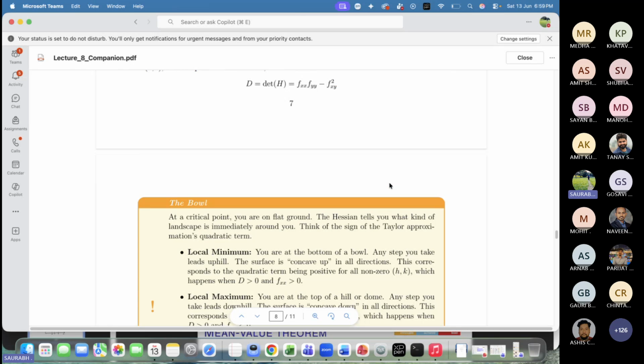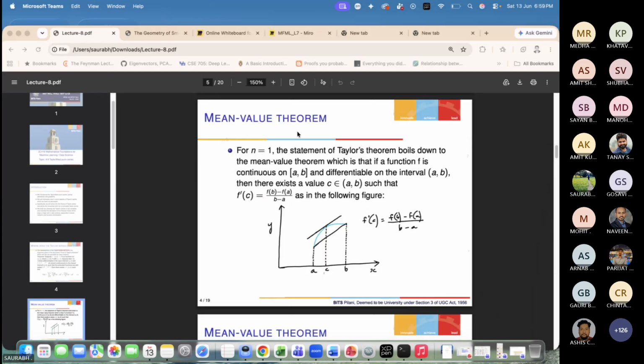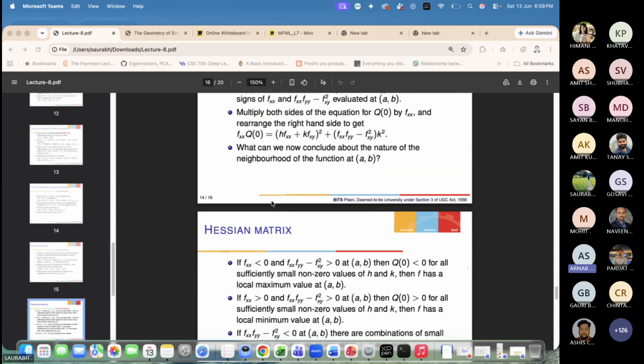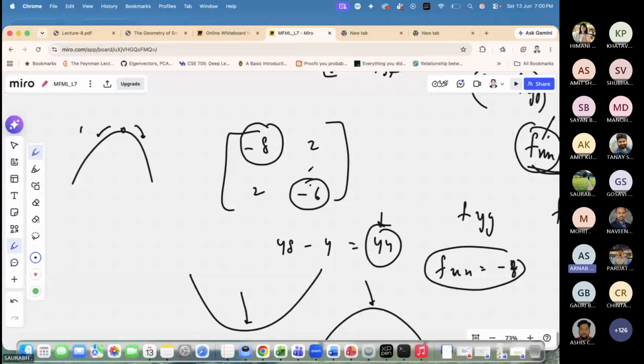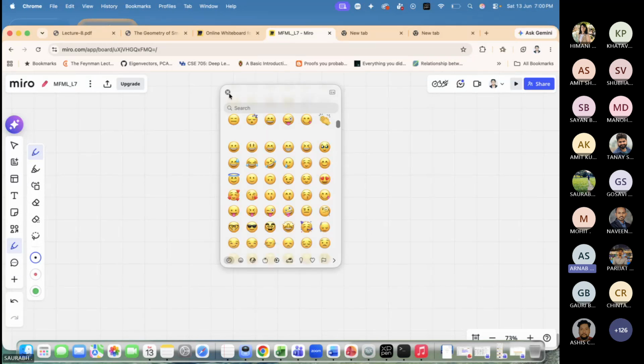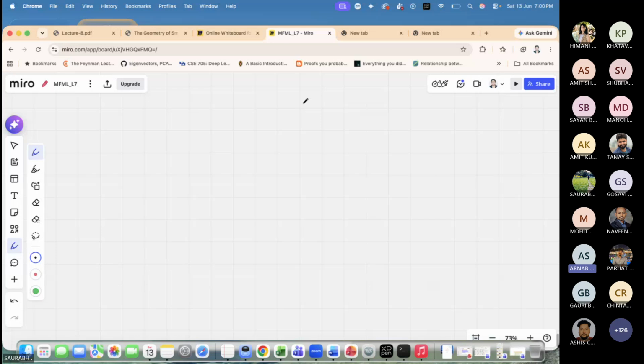Sir, can you please share the HTML also after the session? Yeah, I'm going to upload it. Sir, last week you were telling us some derivatives of some common functions like d/dx of sin x, d/dx of cos x, tan x. So it would be good if you can give us this type of common derivatives. It will be helpful.